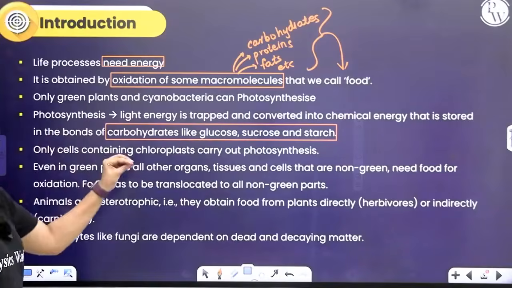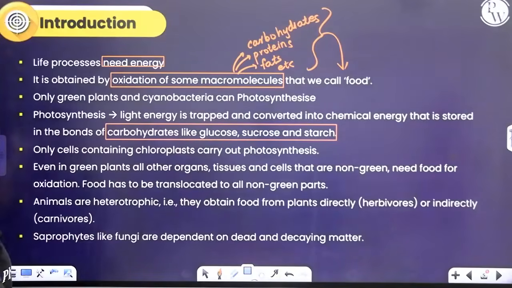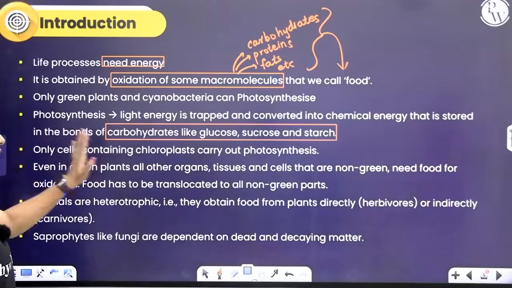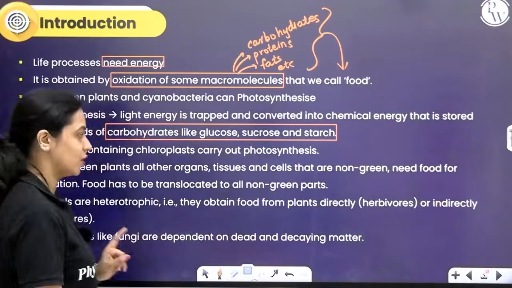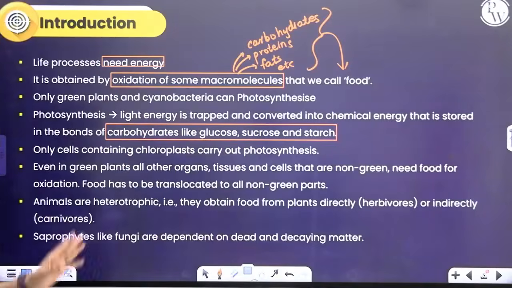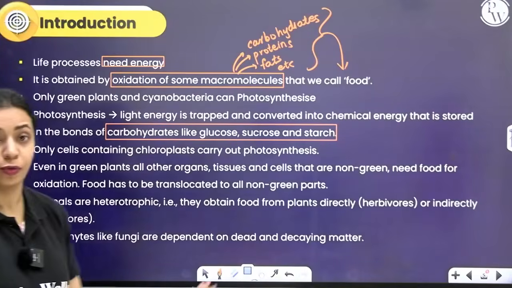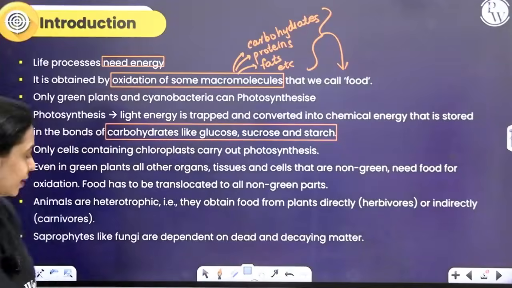Whichever cell contains chloroplast, only that cell can perform photosynthesis. Even in plants, other organs that are non-green, such as the root, like I mentioned, need food for oxidation, which they will get from the leaves. All right, it will be translocated from the leaves. Animals are heterotrophic. They obtain food from plants either directly or indirectly.